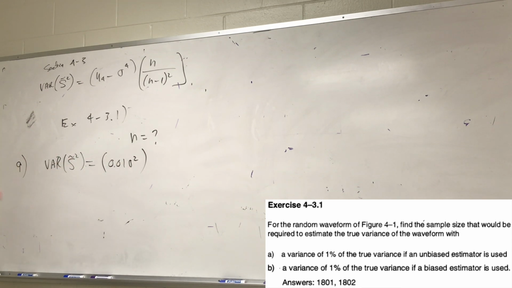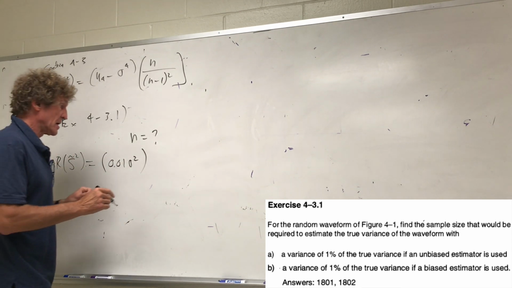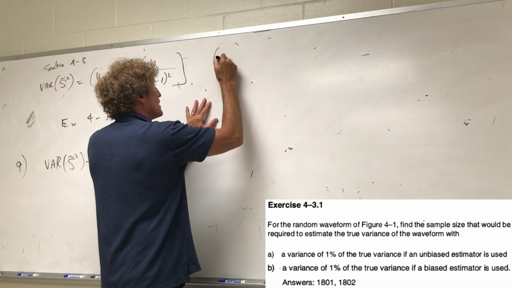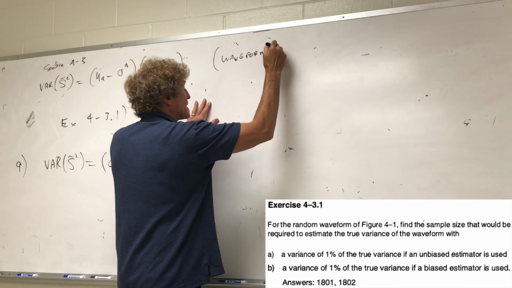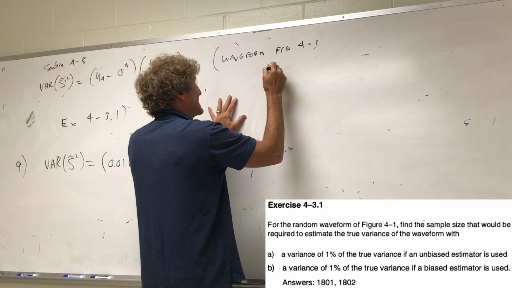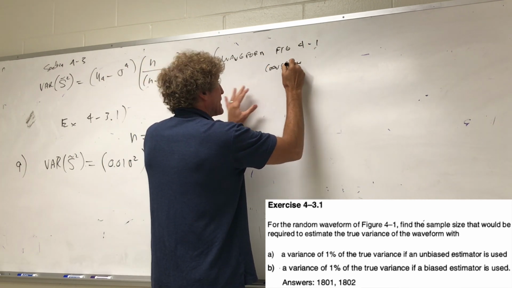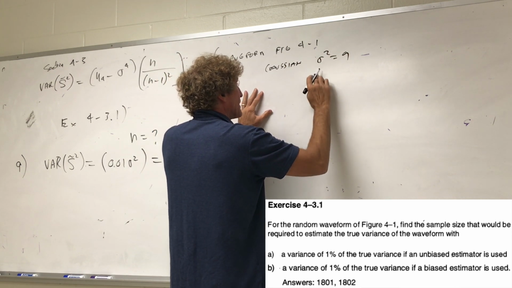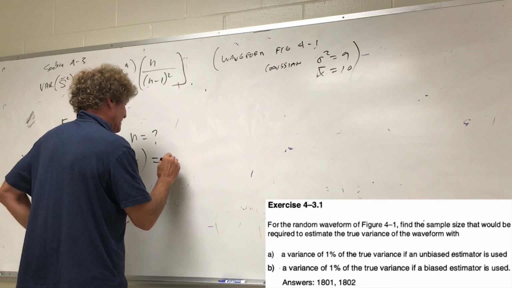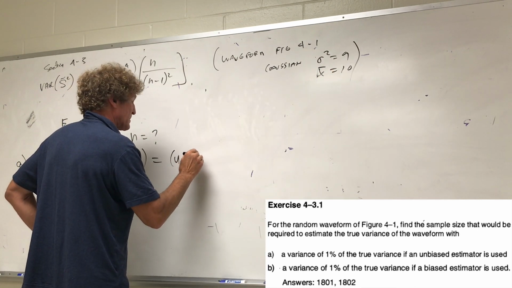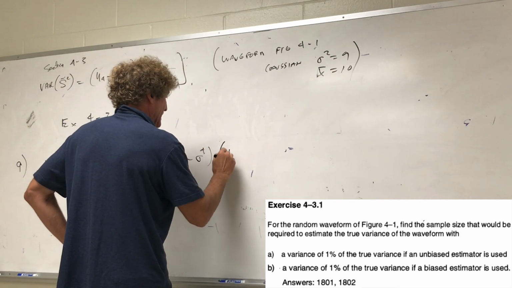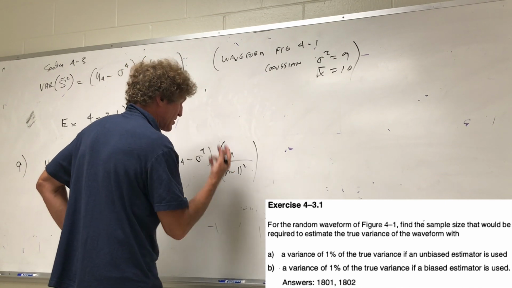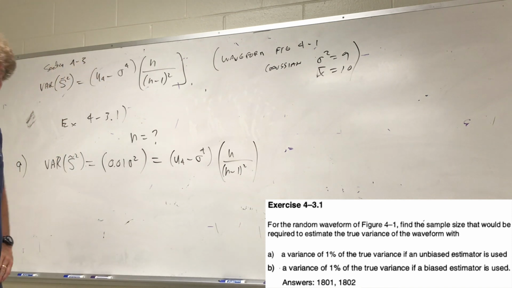Now, we'll get to the waveform in 4-1, but I'll put this up there. For all this stuff, the waveform in figure 4-1 is Gaussian, by the way. It has a sigma squared value of 9, and it has a mean value of 10. So it's going to be u to the fourth minus sigma to the fourth, and now it's going to be over n minus 1 squared. You're going to find out when n's large, you can basically use just 1 over n.